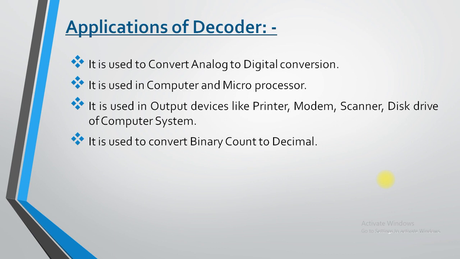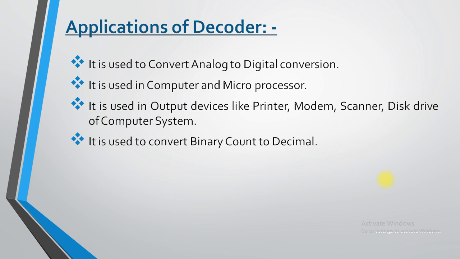Let me repeat the applications of the decoder once again. Decoders are used to convert analog signal to digital signal. They can be used in computers and with microprocessors. They can be used with several output devices like printer, modem, scanner, disk drive of a computer system. They can also be used to convert binary count to decimal. So these are all the applications of decoders.